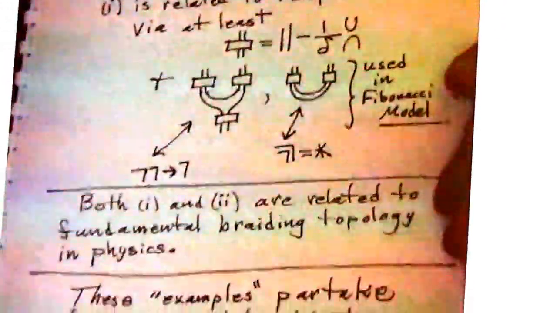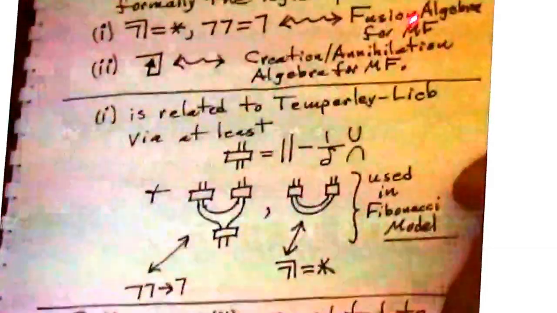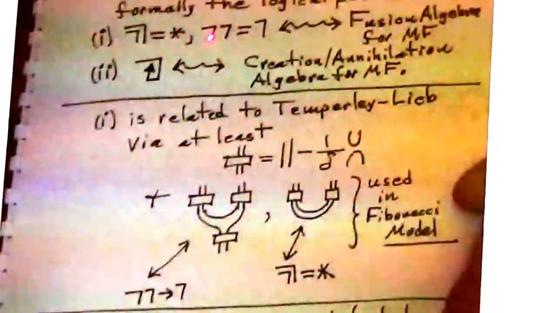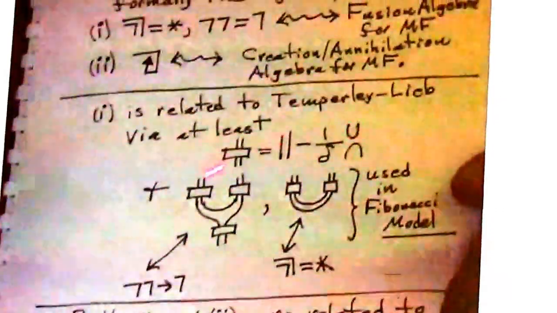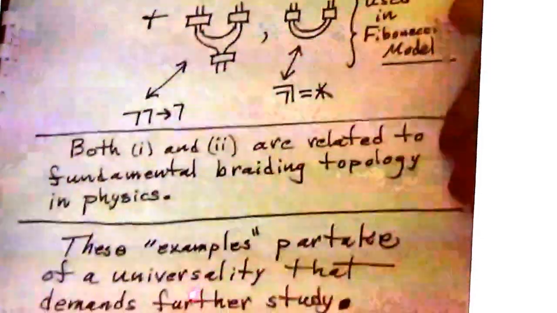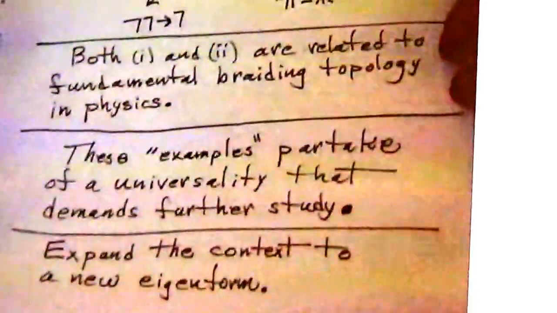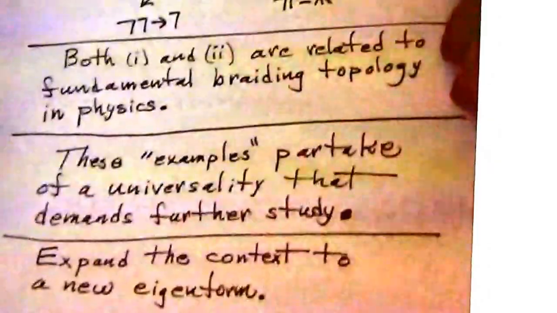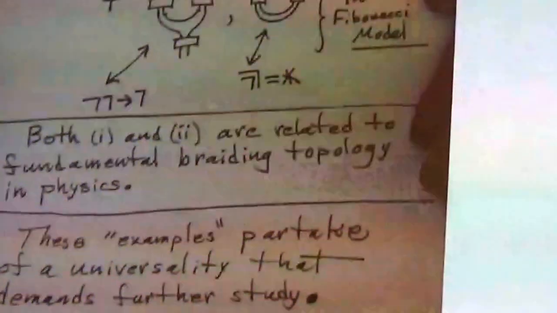The Majorana fermions are simplest particles. They can be regarded formally as the logical particles. The fusion algebra is related to the Spencer-Brown interactions, and the creation and annihilation algebra is related to the Majorana fermions. It's related to Temperley-Lieb, and these examples partake of a universality that demands further study. I'm talking about expanding the context to think in terms of eigenform and to think in terms of distinction and cognition in relation to physicality.